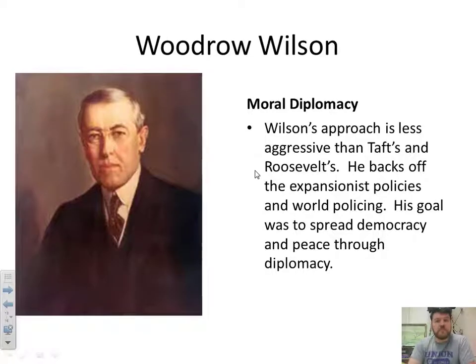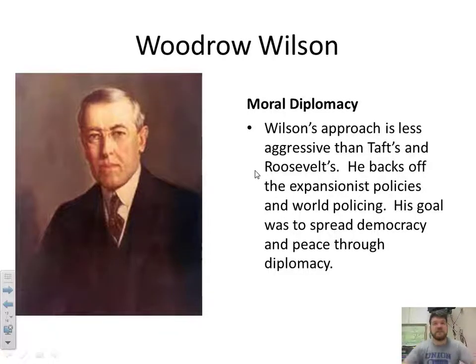Let's move on to President Woodrow Wilson. Wilson's president in 1913 to 1921. His approach is kind of like he wants to back away from the aggressive approach of Roosevelt. He wants to sort of back away from the dollar diplomacy approach. He wants to promote this plan called moral diplomacy.